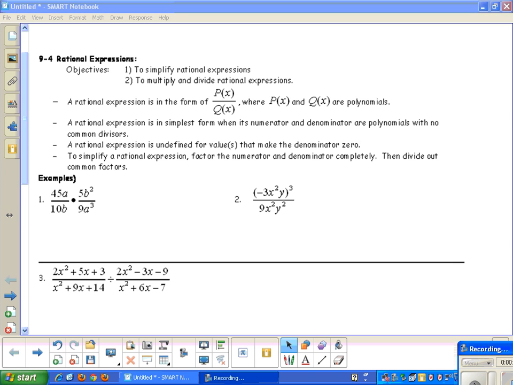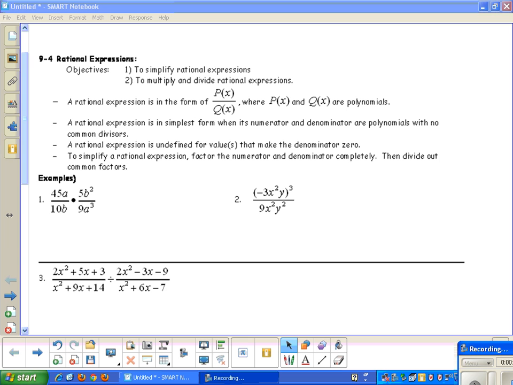Section 9.4, rational expressions. Our objectives are to simplify rational expressions and to multiply and divide rational expressions. So just to remind you, a rational number is a number that can be written as a fraction or has a repeating or terminating decimal.